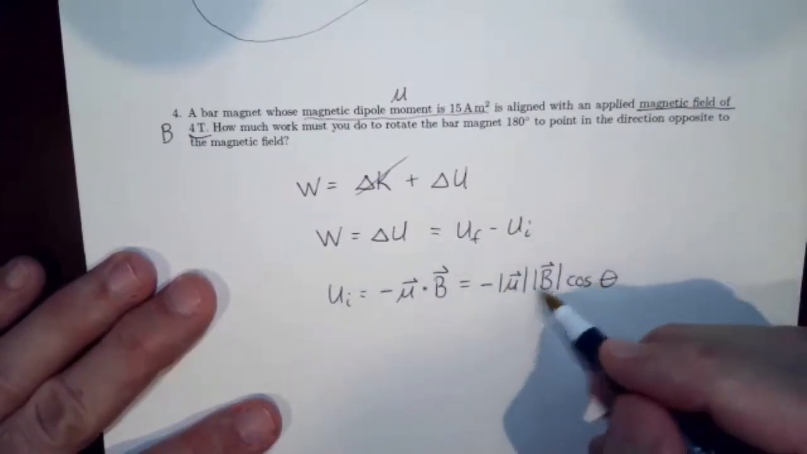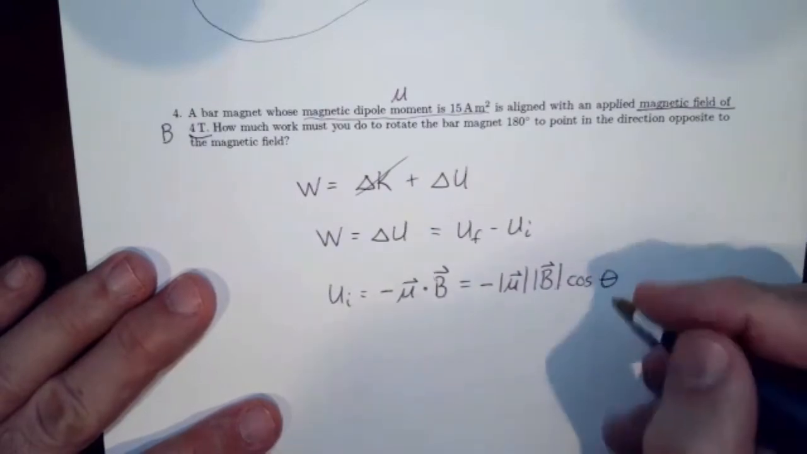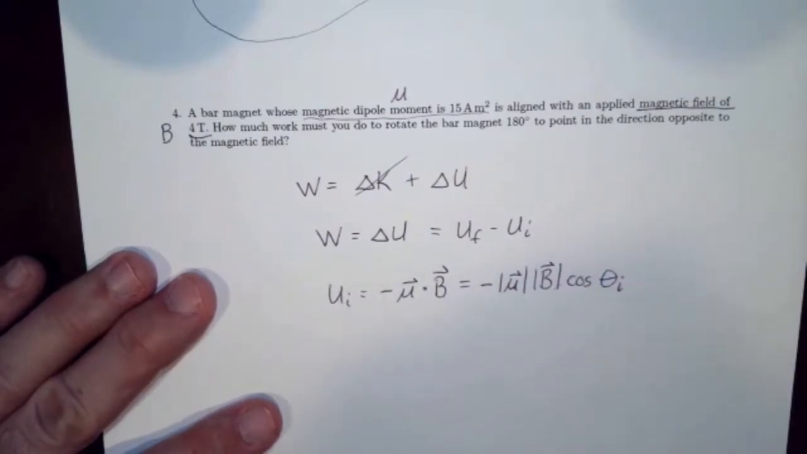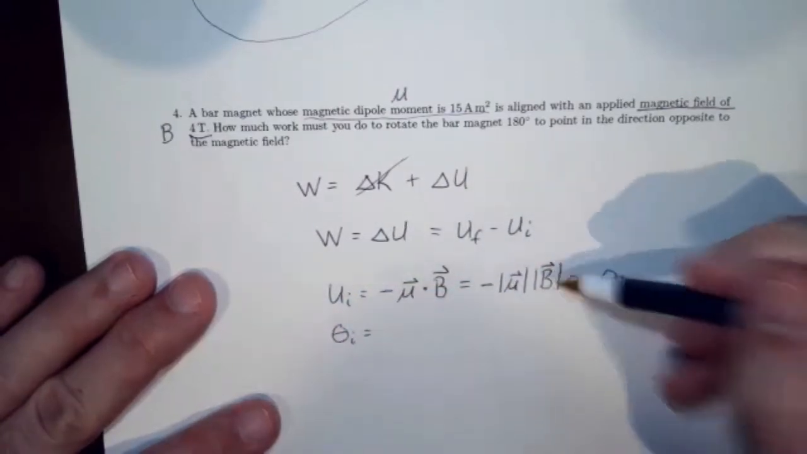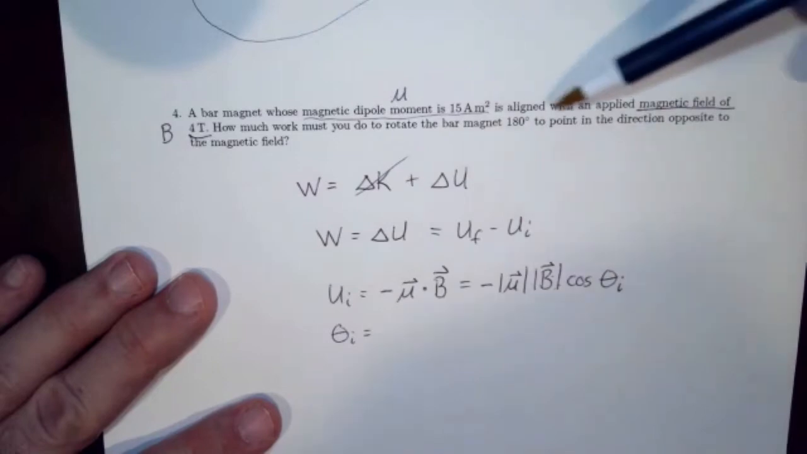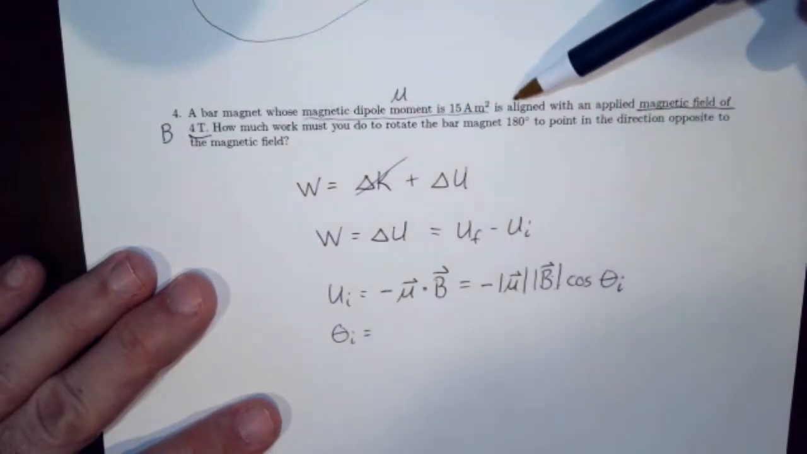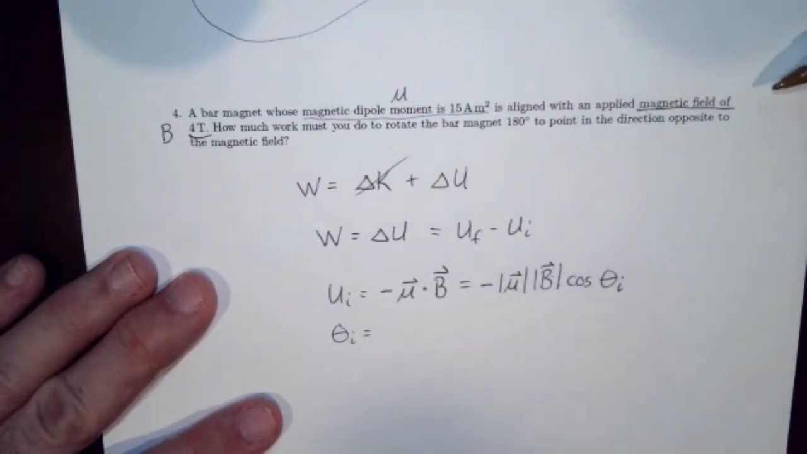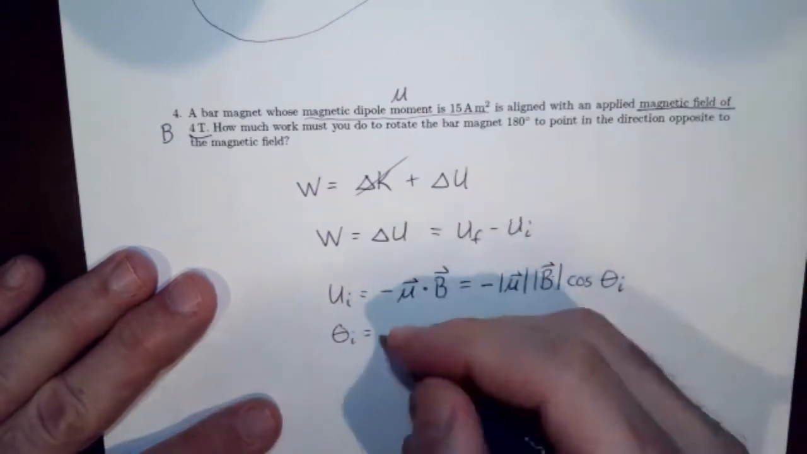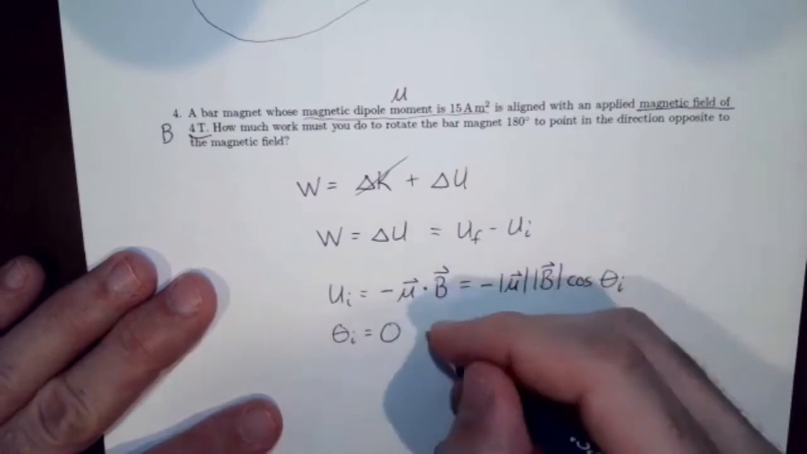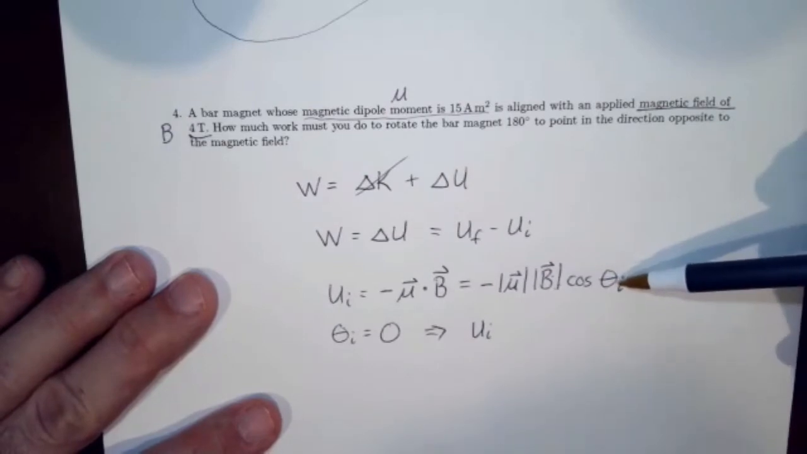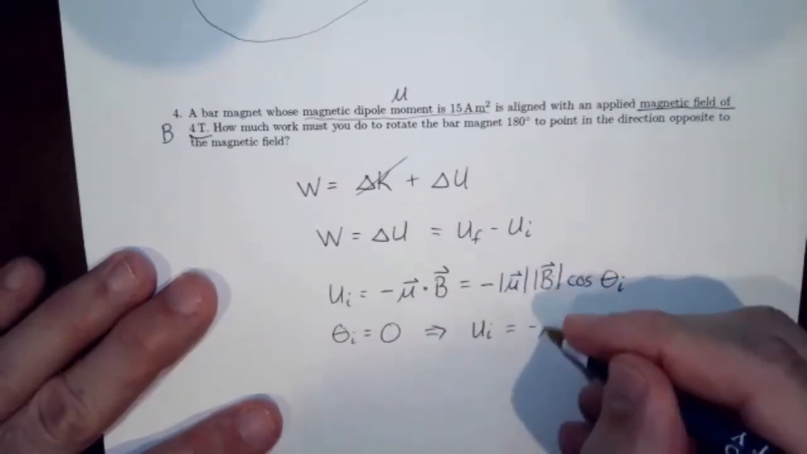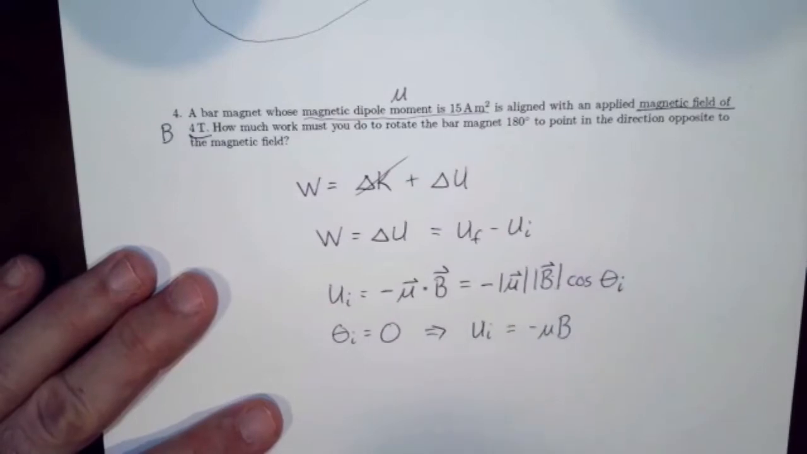So mu and B are not changing, but theta is. So I'm going to call this theta initial. And what is theta initial? It's the angle between mu and B at the beginning. Well, it tells us that the magnetic dipole moment is aligned with the magnetic field to start with. Okay. So that means theta initial is 0. They're parallel. Cosine of 0 is 1. So U initial is negative mu B, where these are magnitudes now.